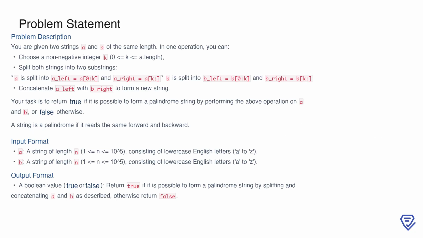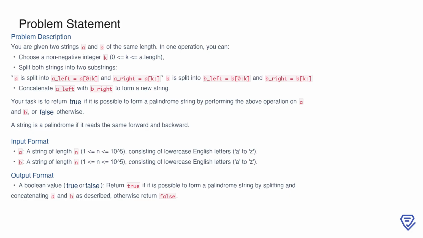In this problem, you are given two strings, A and B, both of the same length. Your task is to determine if it is possible to form a palindrome by splitting and recombining parts of these two strings. Here's how the process works. You can choose a non-negative integer k, where k can range from 0 to the length of the strings. Using this k, you split string A into two substrings, A_left, which is the first k characters, and A_right, which is the remaining characters. Similarly, you split string B into B_left for the first k characters and B_right for the rest.